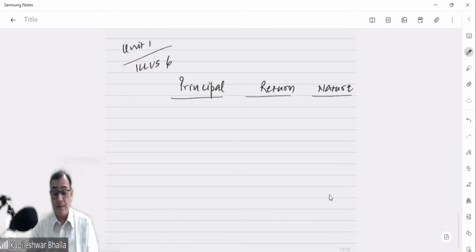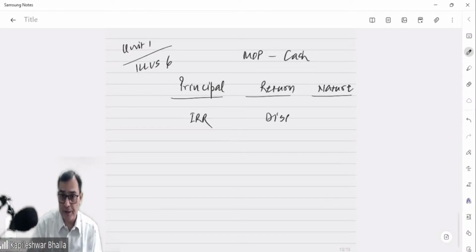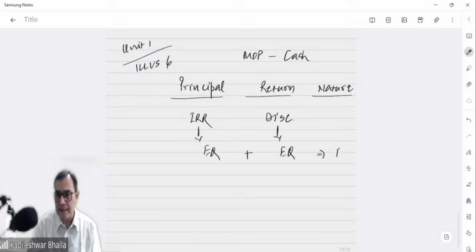So in this case, you can see the mode of payment is certainly cash. Let me make a mention that the mode of payment is cash, but we're looking at the fact that this is irredeemable in nature. And we're looking at the fact that the return is discretionary in nature. So if it is irredeemable, it gives rise to an equity component. If it is discretionary in nature, it gives rise to an equity component. So equity plus equity is going to make it an equity instrument in nature.